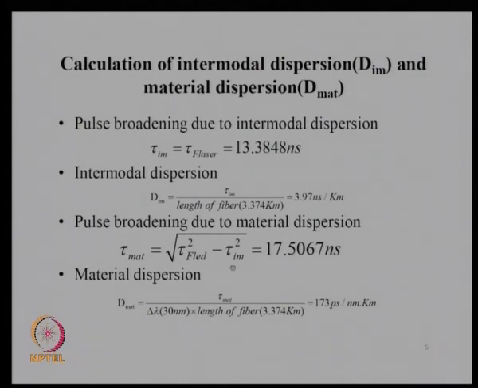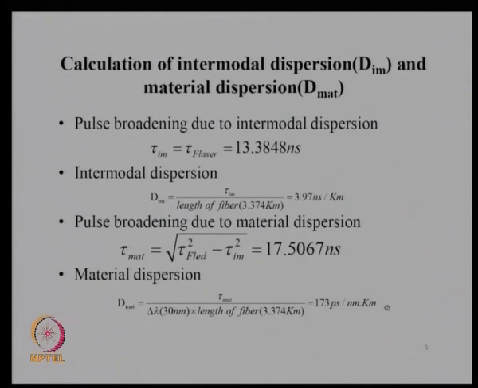Now finally we calculate the material dispersion as D_mat equal to the pulse broadening due to material dispersion, tau_mat, divided by the spectral width of the source, which is 30 nanometers in this case, and the length of the fiber, which is 3.374 kilometers, and we get the material dispersion as 173 picoseconds per nanometer kilometer.